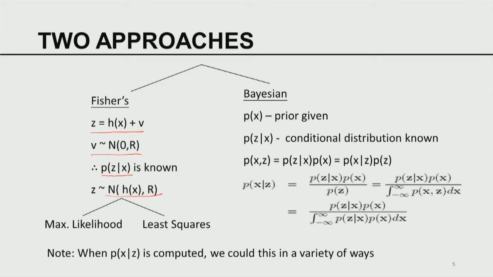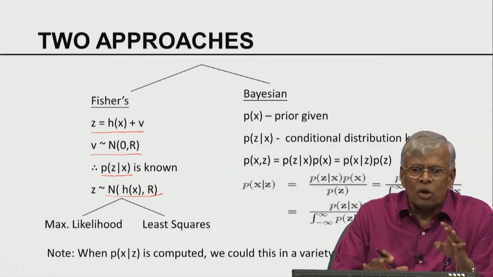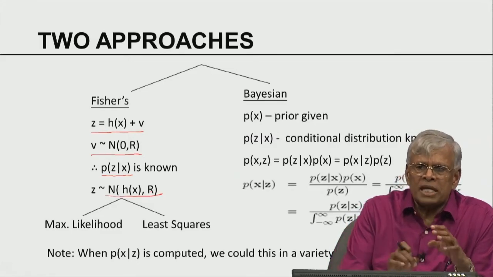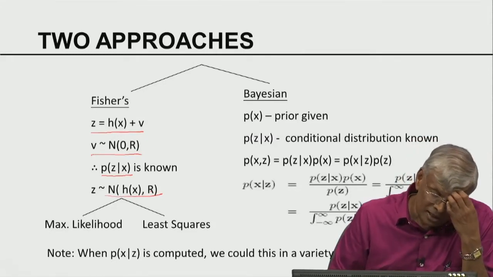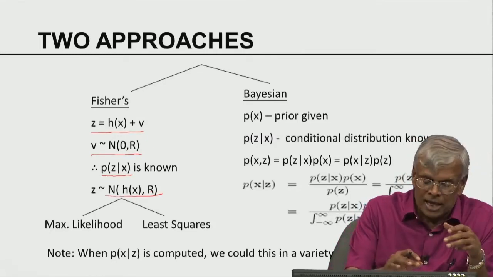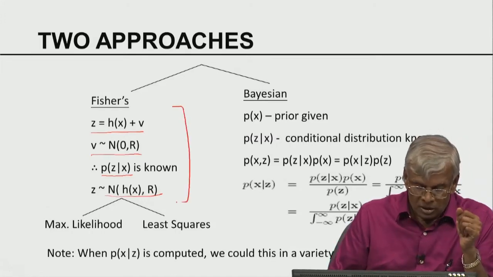So if x is deterministic, the randomness z comes precisely from the randomness in v, and hx is added to v. V is zero mean with a covariance, and if you add a deterministic quantity to a random quantity, it simply shifts the mean without changing the covariance. That's essentially the analysis that we have given in this discussion.